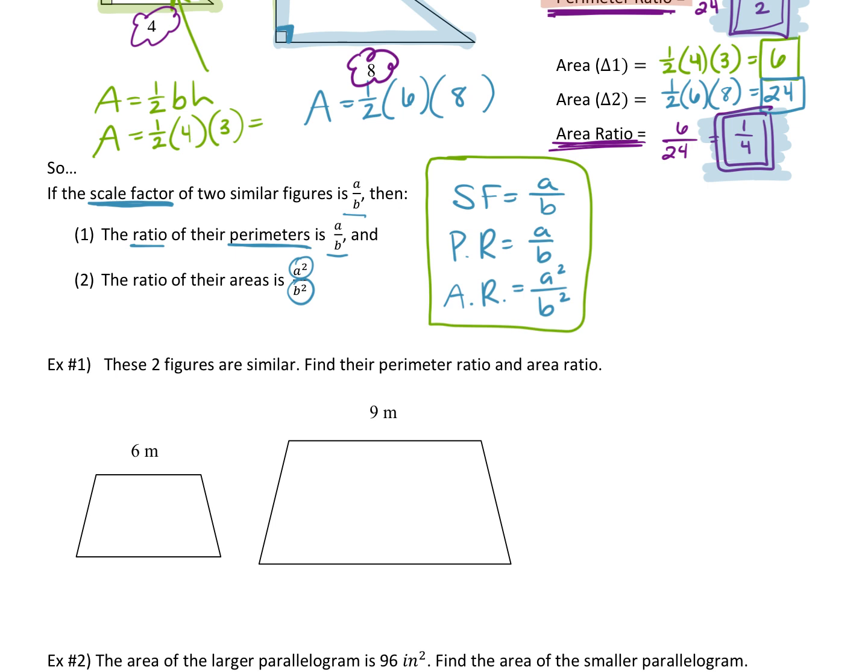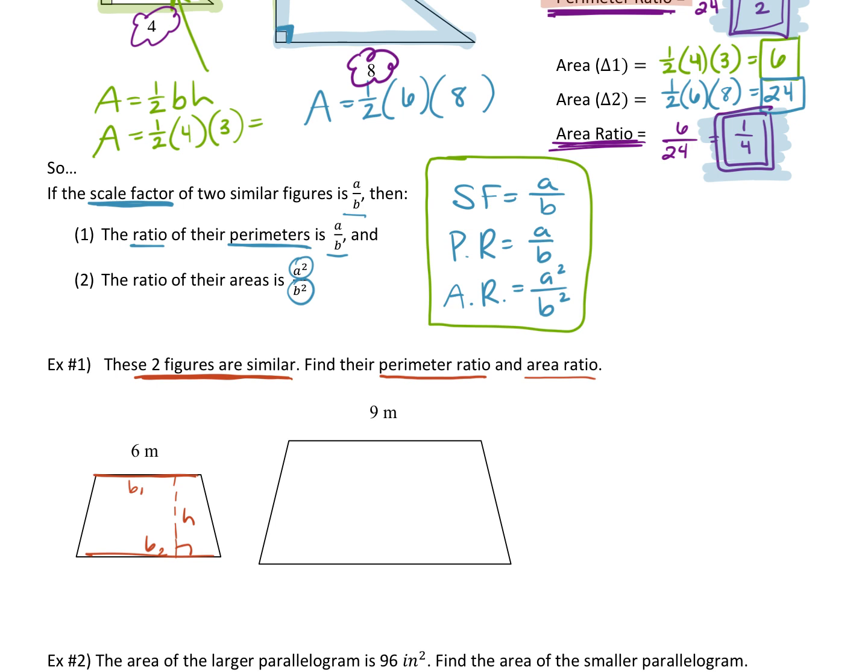Okay, so here's the setup. This says these two figures are similar, and we want to find their perimeter ratio and their area ratio. Now, do you know the name of this shape? A trapezoid. Good job. We don't have enough information to find the area of a trapezoid. Remember area of a trapezoid? Don't write this down, okay? Just watch. Area of a trapezoid was base 1 and base 2 and the height, okay? We only have one of those numbers. Therefore, we cannot find the area of this figure. But we can find an area ratio.